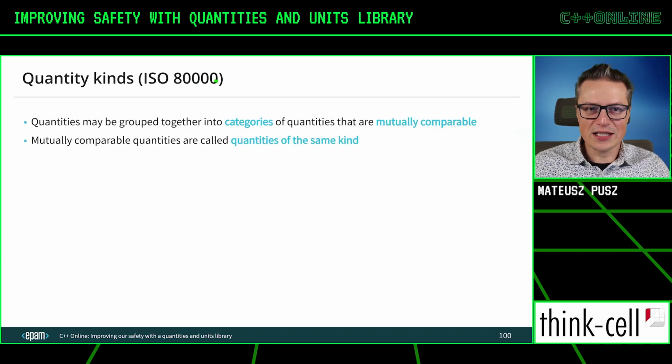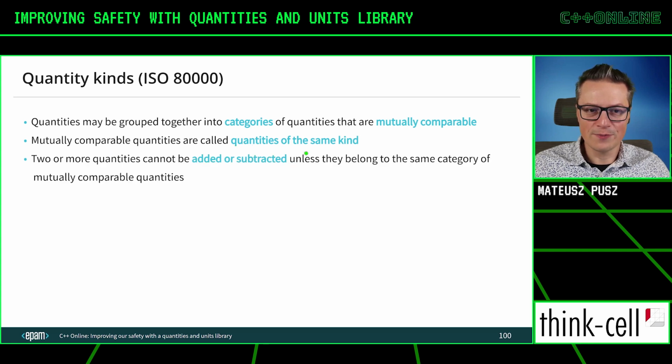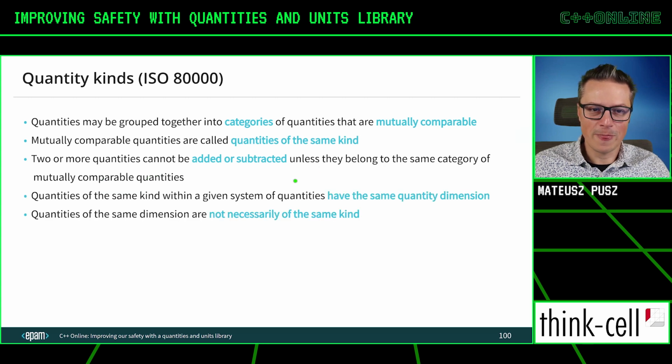ISO 80000 says explicitly that quantity kind exists. It says that quantities may be grouped together into categories of quantities that are mutually comparable. Mutually comparable quantities are called quantities of the same kind. Two or more quantities cannot be added or subtracted unless they belong to the same category of mutually comparable quantities. Quantities of the same kind within a given system of quantities have the same quantity dimension, but quantities of the same dimension are not necessarily of the same kind.